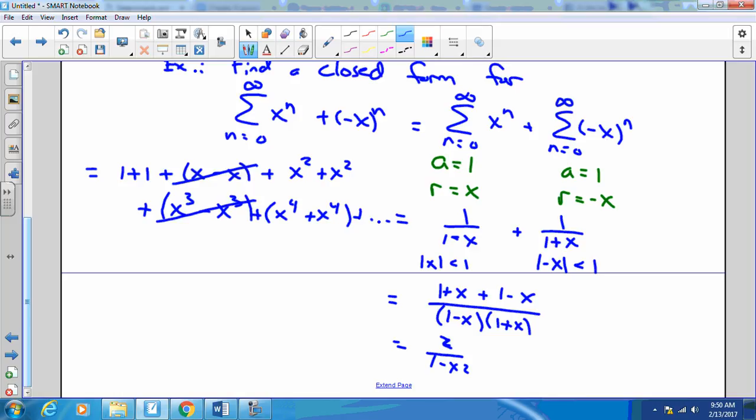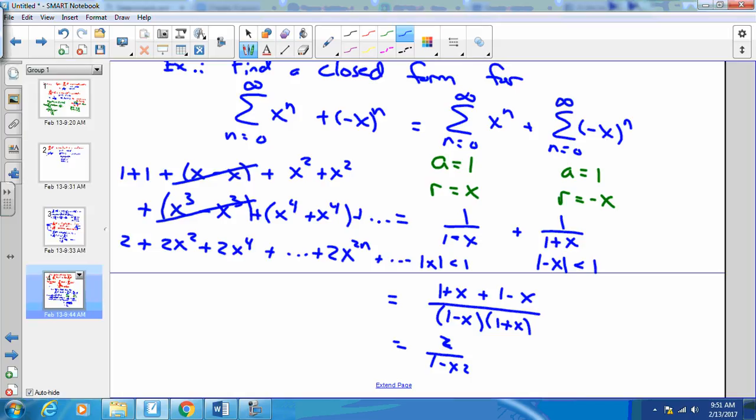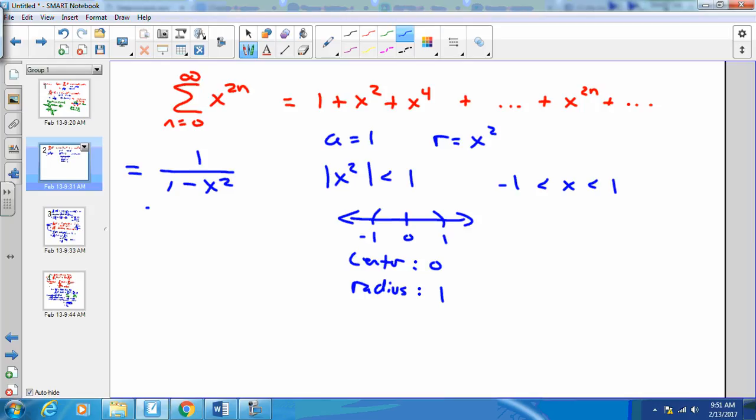Now we notice that all of the terms with odd powers cancel out, because the negative sign clobbers them. And what I get is 2 plus 2x squared plus 2x to the fourth, etc. Only the terms that have even powers are left. If I go back and compare that to my original series, it's the exact same series multiplied by 2. So the moral of the story is that unrolling series can give us additional insight as to what's going on.